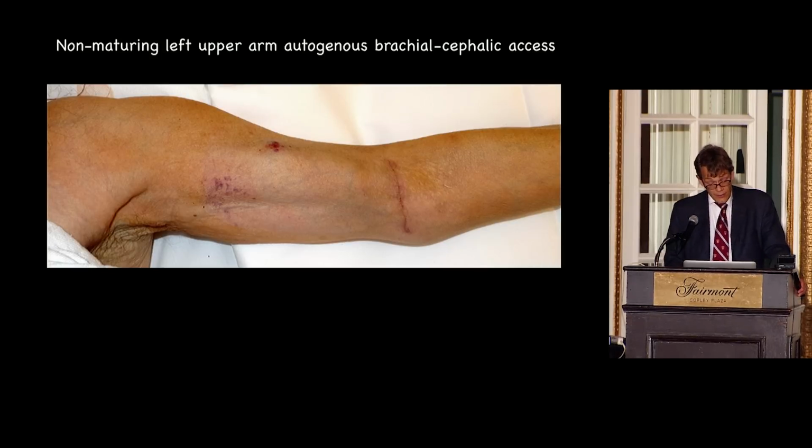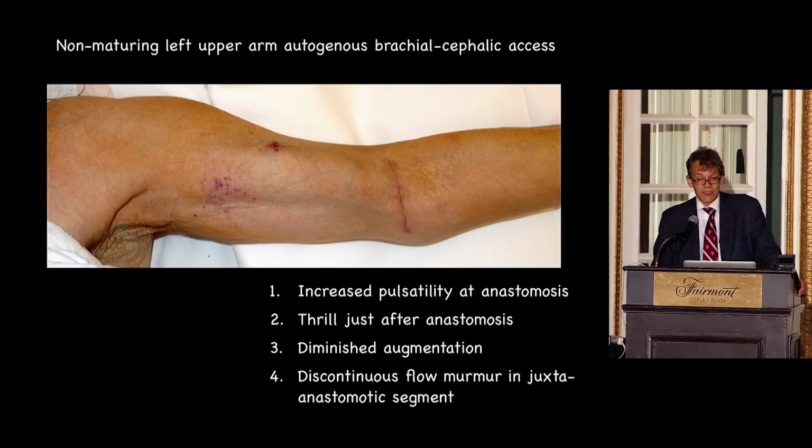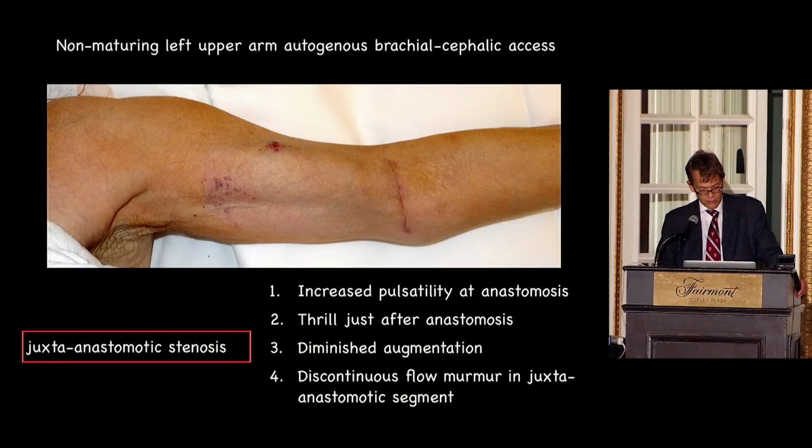Here is another upper arm brachiocephalic vein fistula. You can see the incision there. There's increased pulsatility at the anastomosis, but then a thrill right afterwards. There's diminished augmentation and a discontinuous flow murmur. So this is a typical constellation of a juxta-anastomotic stenosis.